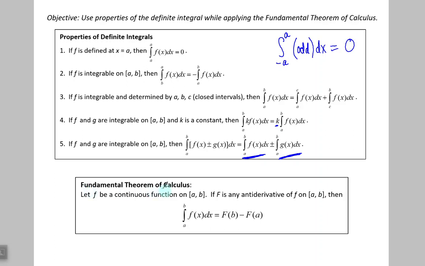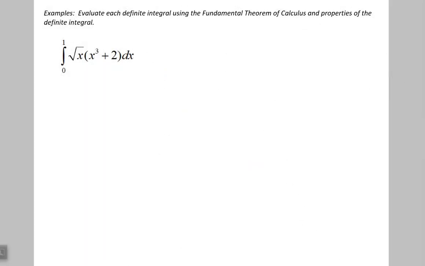Let's also recall the fundamental theorem of calculus that says that when f is a continuous function on the closed interval from a to b, if capital F is any antiderivative of f on the closed interval a to b, then the definite integral from a to b of f of x dx equals the antiderivative evaluated at b, the upper limit, minus the antiderivative evaluated at a, the lower limit. Let's do some examples that apply these.